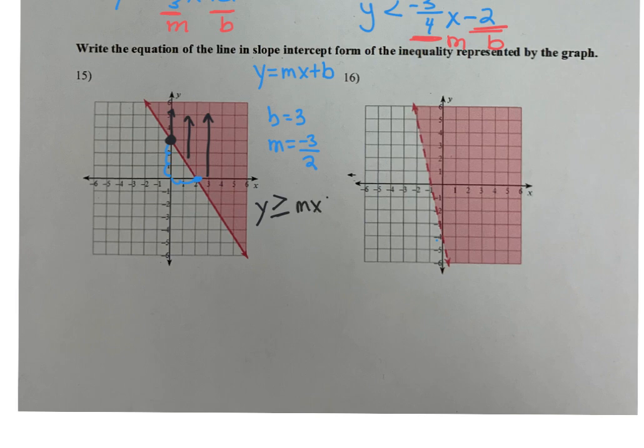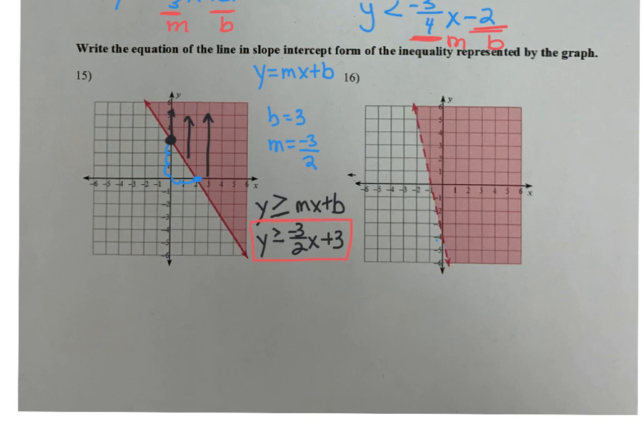So the symbol that we're going to use here is a greater than or equal to symbol, and then I'm going to go ahead and just say mx plus b. So y is greater than or equal to, my slope is negative 3 over 2 x, and then my b is 3. So your correct answer would be y is greater than or equal to negative 3 over 2 x plus 3.